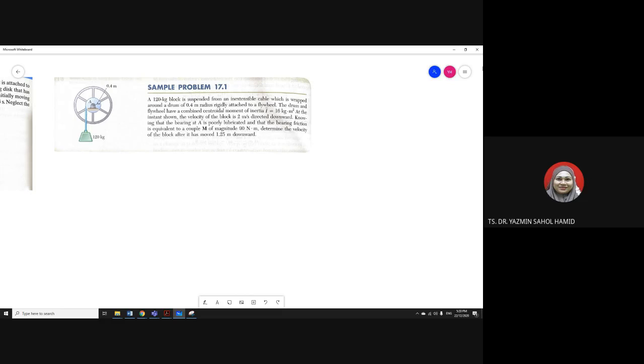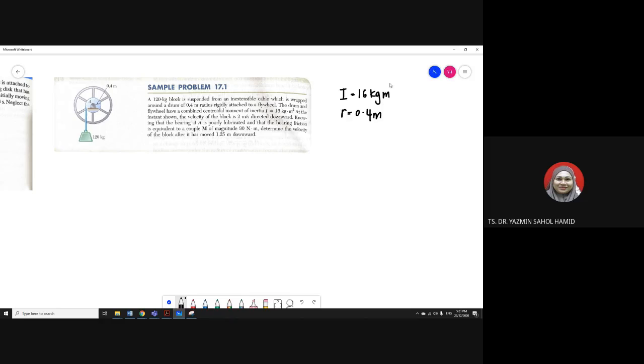Now, a 120 kilogram block is suspended from an inextensible cable which is wrapped around a drum of 0.4 meter radius rigidly attached to a flywheel. The drum and flywheel have a combined centroidal moment of inertia. So they have given I. Usually I like to write what information I have. So I is 16 kilogram meter squared and the radius is 0.4.